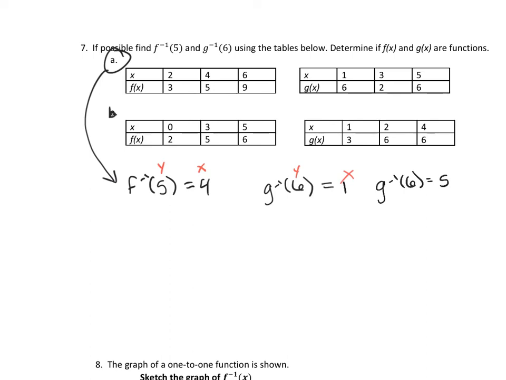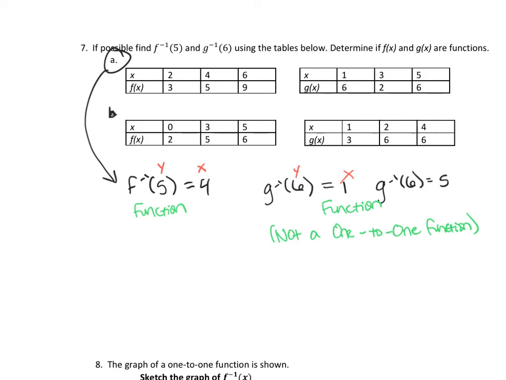Now the next question is determining if f of x and g of x are functions. Looking here, they are both functions because every x value has exactly one y value. So I'm going to say this is a function. I'm going to say that this is also a function, but looking at the y values for g of x, they had more than one x value. So it means that its inverse is not a function. So we can say it's a function, but not a one-to-one function. So keep that in mind.